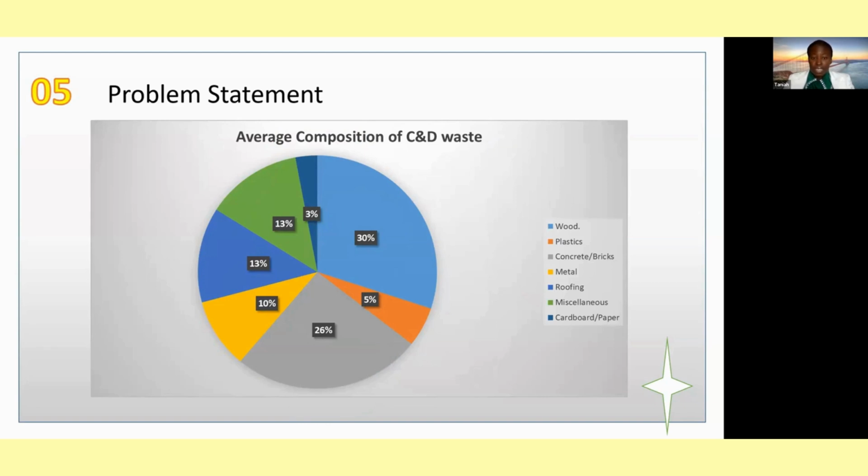attracted considerable attention. Here on this pie chart, we have the average composition of construction and demolition waste, with 30% wood, which comes as extra material, 5% plastics, 26% concrete and bricks, 10% metal, 13% roofing, 13% also, these include limestones, gravel, sandstone, and 3% cardboard or paper.